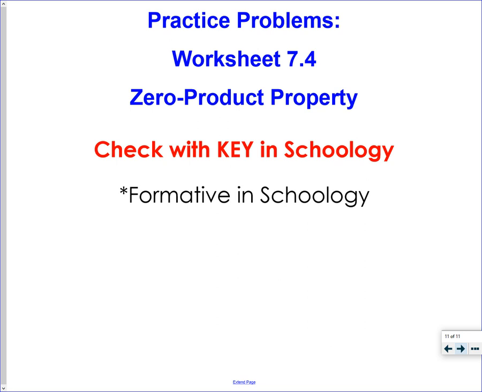So today's worksheet is 7.4. It's a zero product property. You are writing equations and telling me what makes each part equal to 0. When you're done, make sure that you check the answer key in Schoology and then take the formative. Let me know if you need any help.